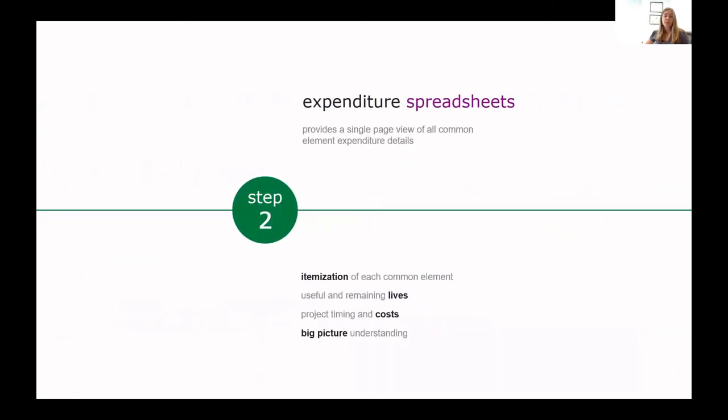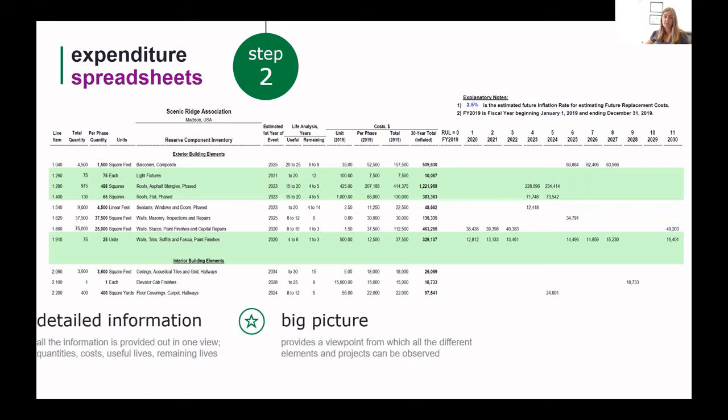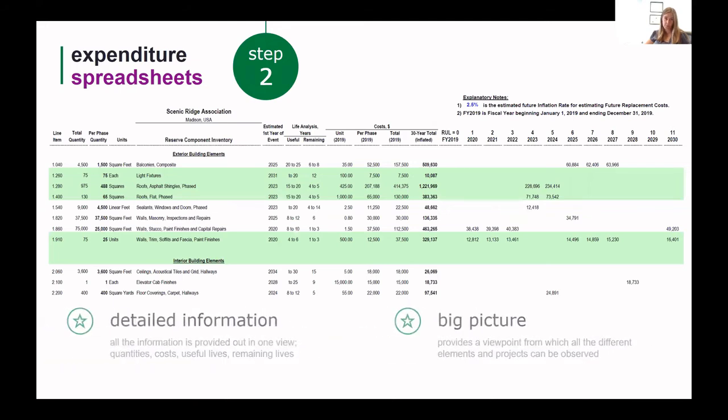The next section of the reserve study is that expenditure spreadsheet. So again, this is going to look different depending on the provider, but all of this information should be included, just probably in a different format. So you'll have the component inventory, the quantification, the useful life, the recommended timing, the unit cost, the total project cost, and then of course the inflated cost by year.